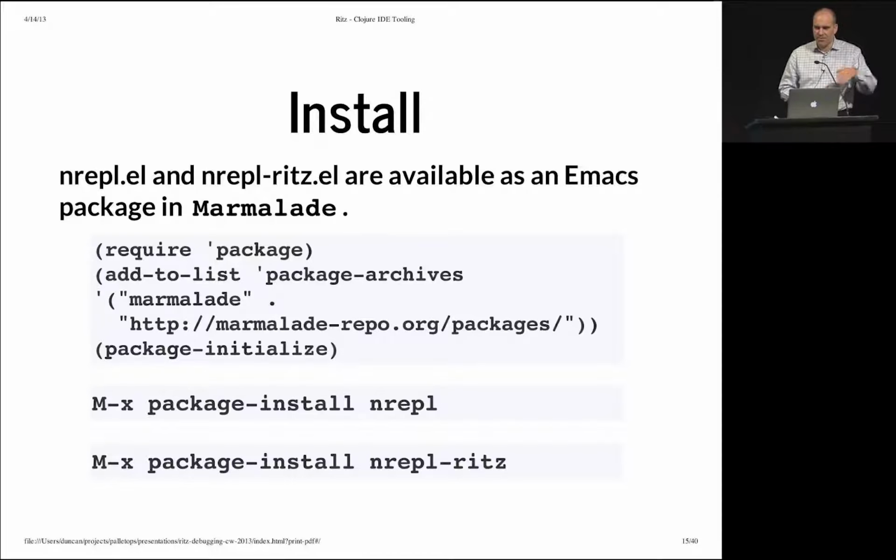I'm going to go very quickly through the install process because you can look it up later. The first thing is all the packages are available in Marmalade. I think that was mentioned in the talk before this one. You can set up Marmalade and do a package-initialize, and that gets all the Emacs packages available. Then you just Alt-X package-install nrepl and nrepl-ritz, which is the extensions to nrepl.